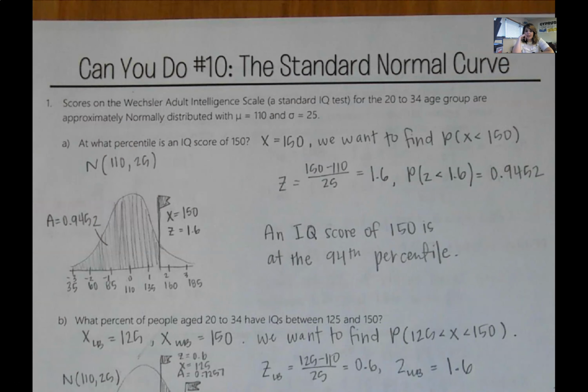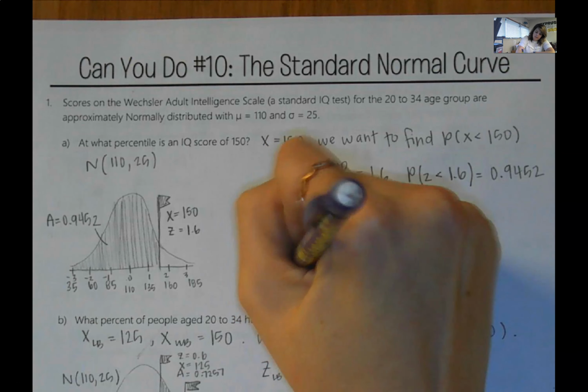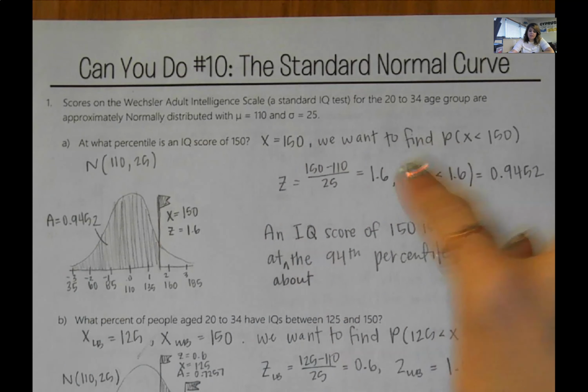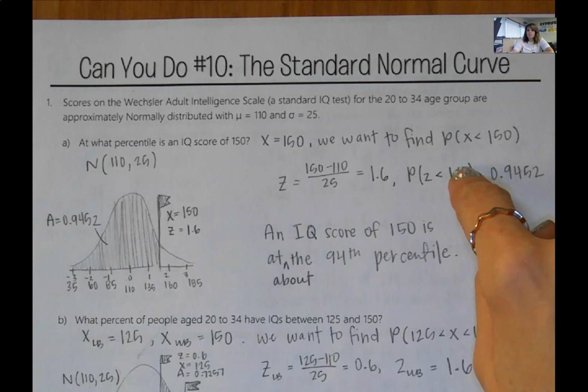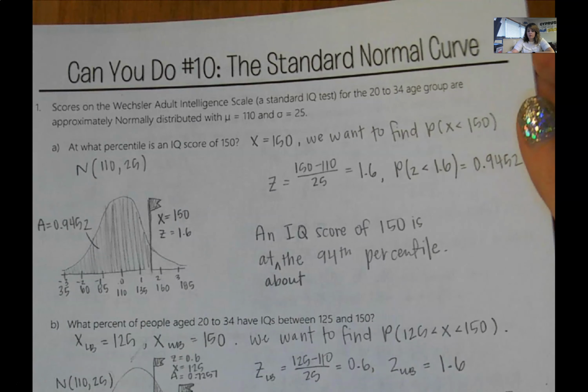On number 1A, I have that an IQ score of 150 is at the 94th percentile. You probably could have rounded up to 95. You could have said 95th percentile. You could say at about. That's probably a better way to say it. An IQ score of 150 is at about the 94th percentile. You do need to have this, we want to find P of X less than 150. So like I said, anything that I have, you also have to have.